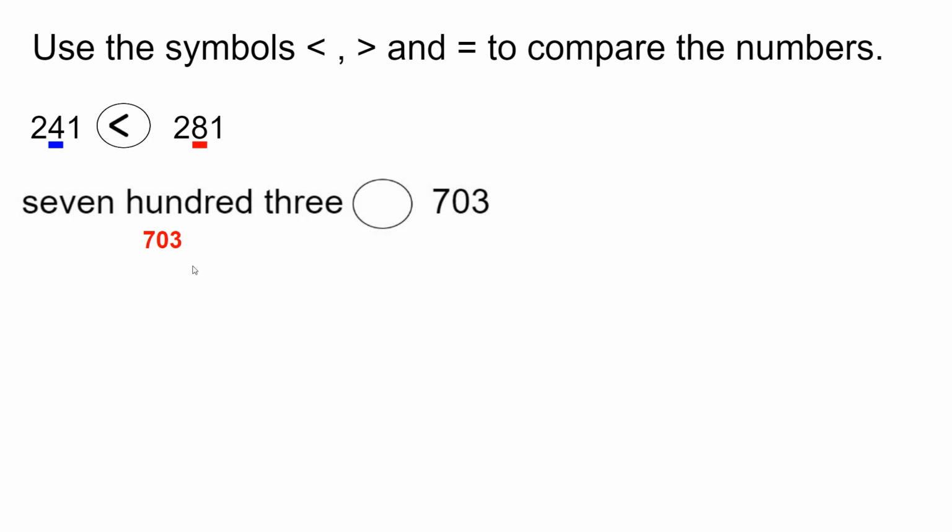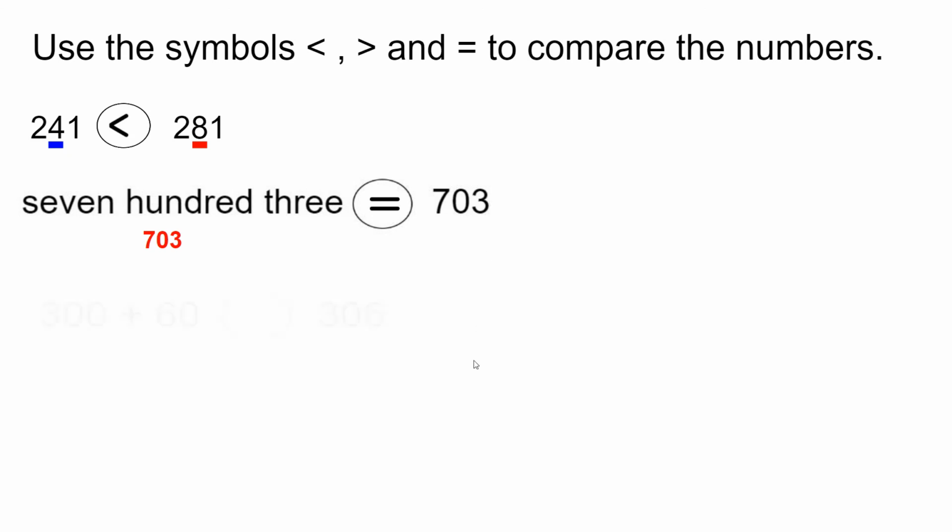Now we are ready to compare 703 to 703. What are we going to use? What symbol? Are we going to use less than, greater than, or equal to? Right, we would say that 703 is equal to 703. They have the same value.